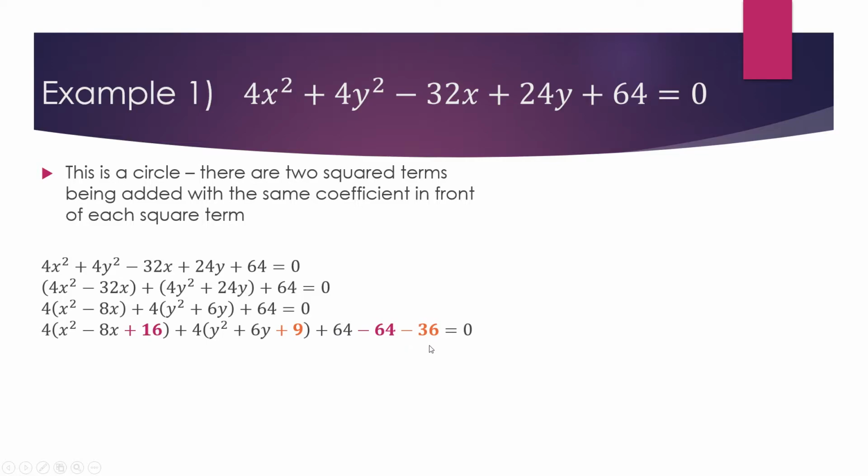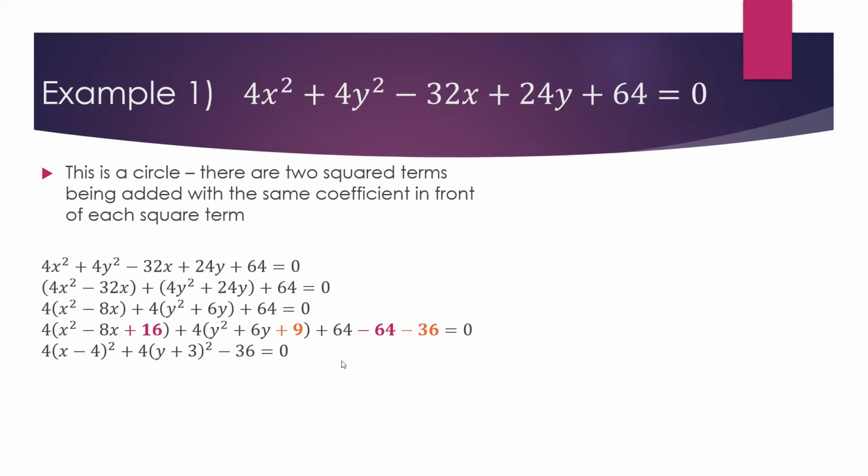Now if we do a little bit of simplifying, half of negative 8 is negative 4, so we have 4 times the quantity x minus 4 squared. Half of our b value 6 is 3, so 4 times the quantity y plus 3 squared. If we combine all of these constants, 64 minus 64 minus 36 gives us minus 36, is equal to 0.